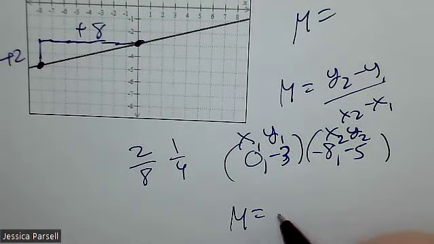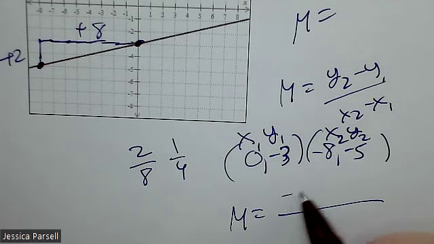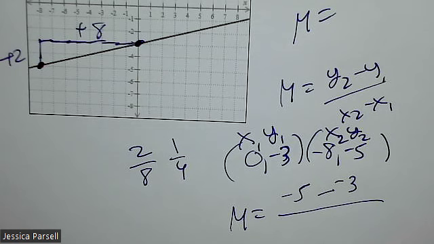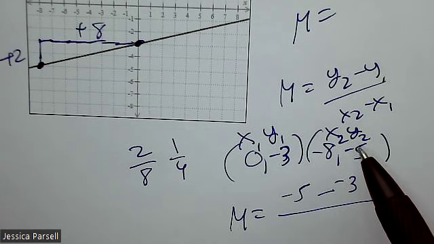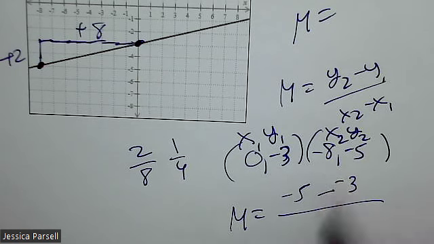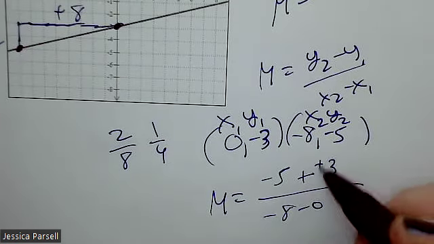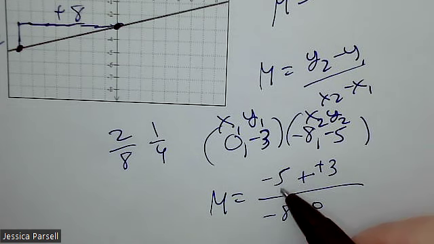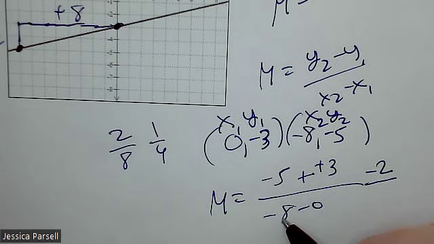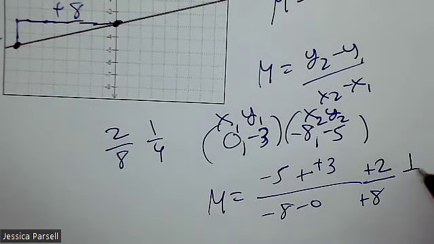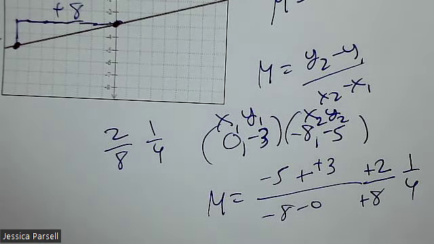Okay, here goes the formula. y2, which is -5, minus y1, which is -3, over -8 minus 0. Okay, up top, two negatives are going to make that positive, but -5 plus 3 is -2, over -8 minus 0, which is -8. Okay, what do we know about a negative divided by a negative? They're going to be positive. There's the two eighths, and we can reduce that to 1/4.